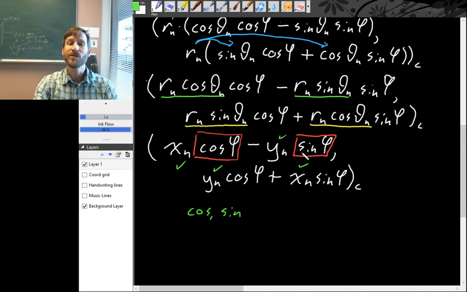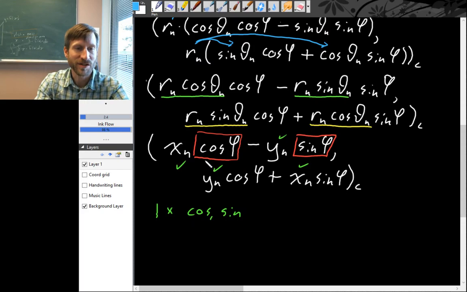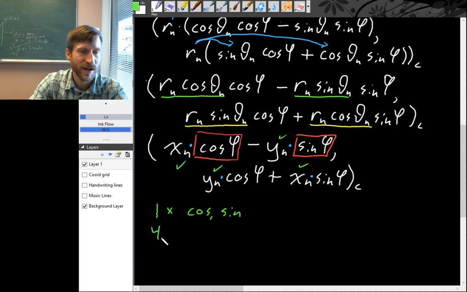But for all of our millions of points, sine phi and cosine phi are going to be the same because all of the points are being rotated by the same angle because they're all part of the same picture. So these cosine and sine phi, we don't have to do this millions of times, we only have to calculate those one time. And then the remaining operations, there's a multiplication here, here, here, and here, so 4 multiplications.